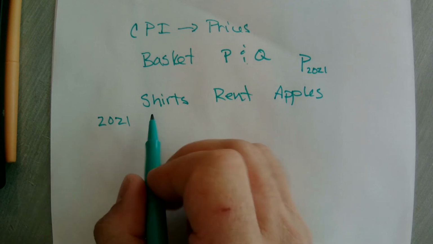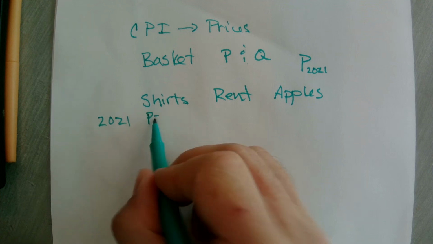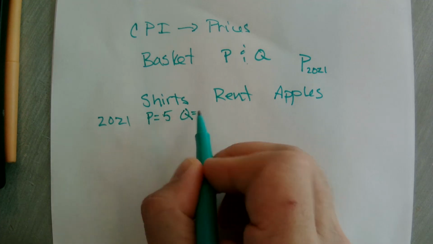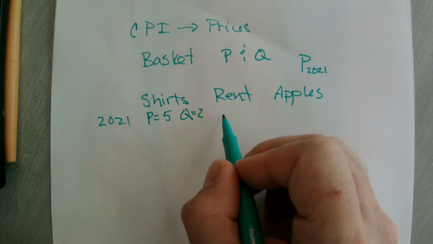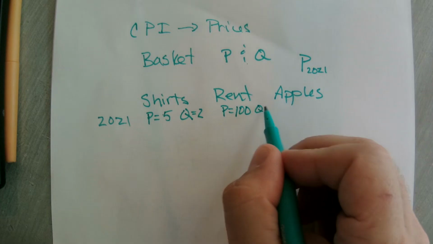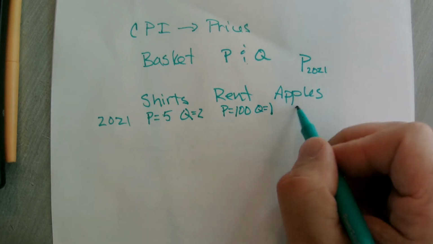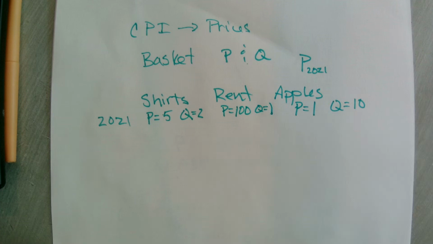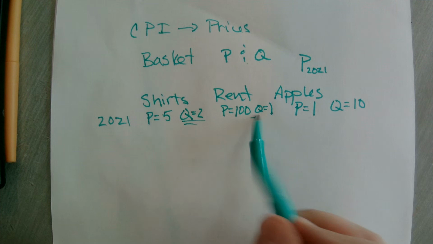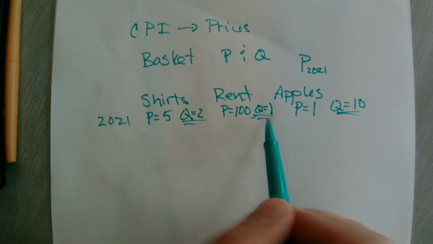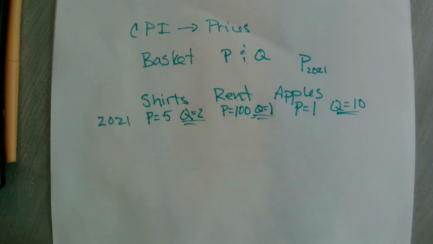Let's just say the price of shirts is $5, and everybody needs 2 shirts. For rent, let's say the price is $100, and everybody needs 1. For apples, let's say the price is $1, and everybody eats 10 apples. So the basket itself is defined in terms of these quantities: 2 shirts, 1 rent, 10 apples. Now the value, the price of the basket, is going to be determined.